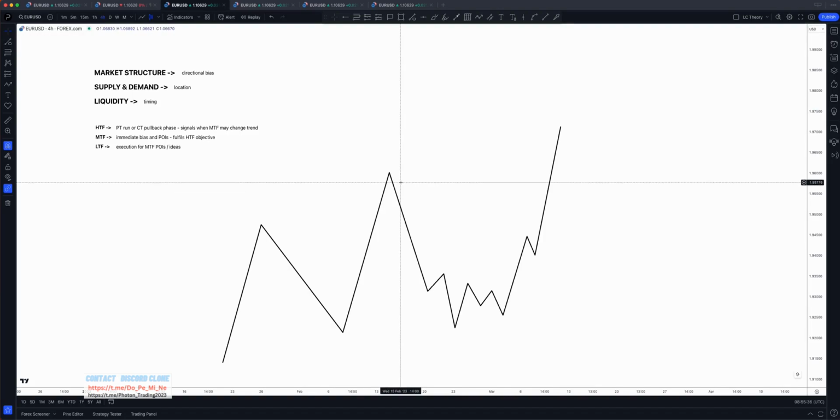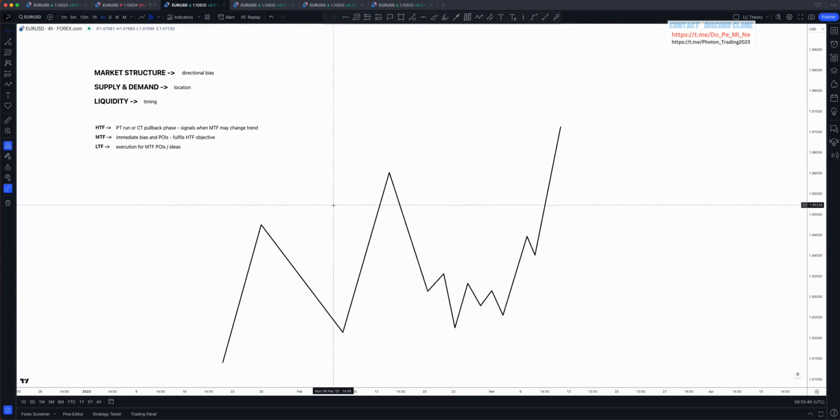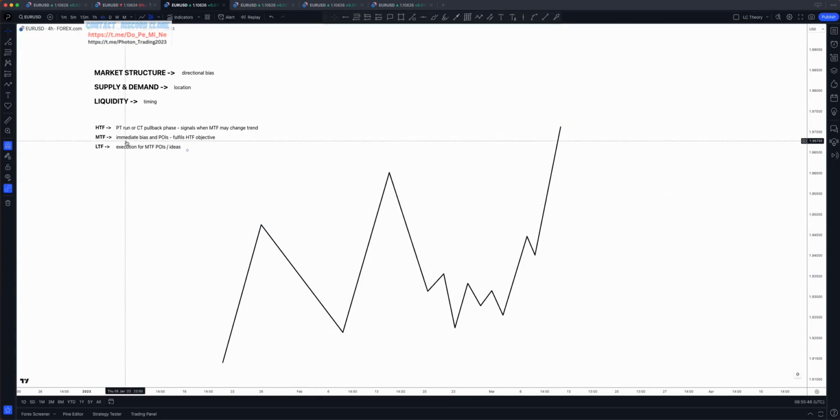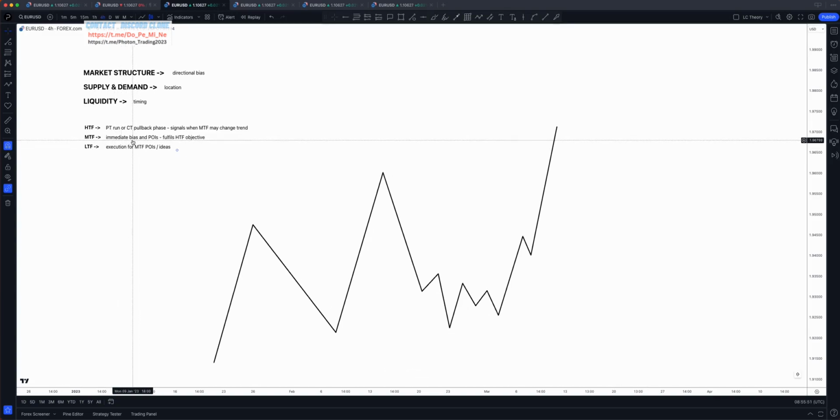Okay, so just imagine that this is your medium time frame. For me, when I'm day trading, this would be the M15. Perhaps if you're using more of a swing strategy, your medium time frame would be the 1 hour. The medium time frame, remember, gives us our immediate directional bias for the session.